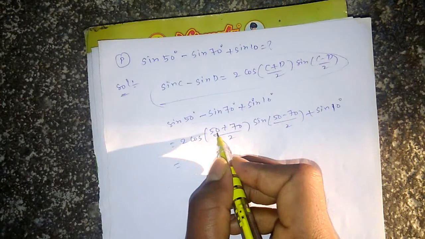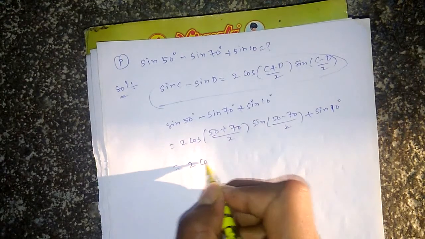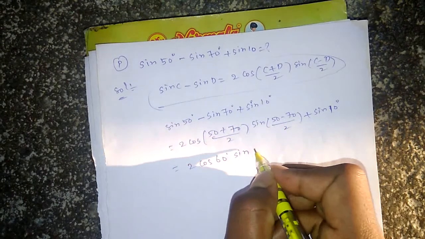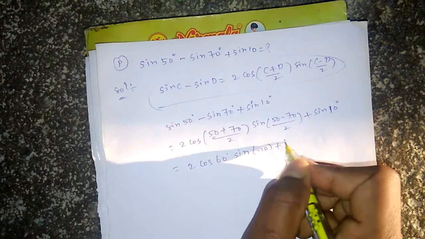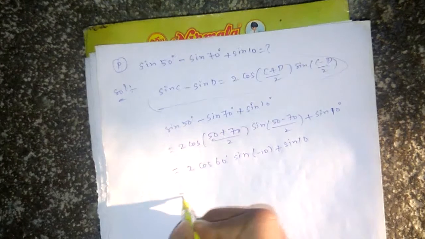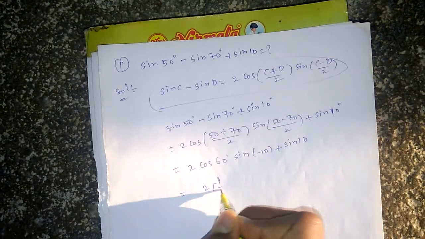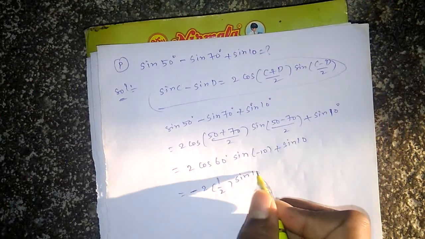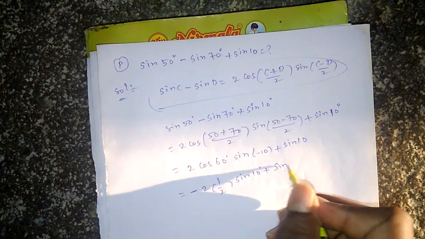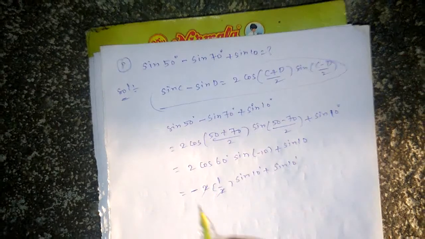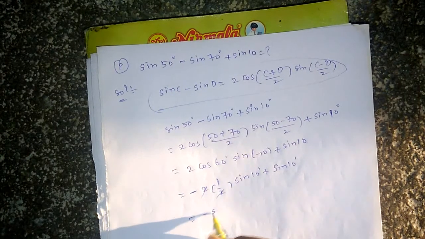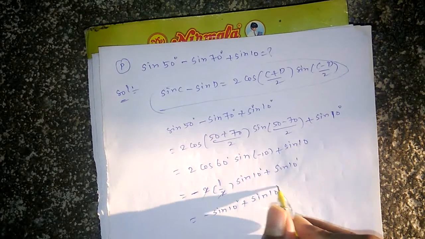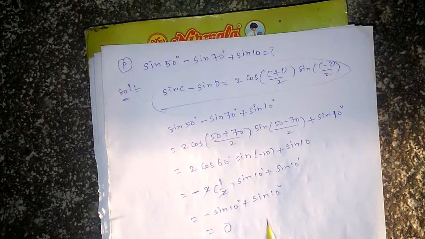So 70 plus 50 is 120, 120 by 2 is 60, 2 cos 60 into sin of 50 minus 70 is minus 20, this is minus 10, plus sin 10. So here 2 into cos 60 is 1 by 2, sin of minus theta is minus sin theta, that is sin 10 degrees plus sin 10 degrees. Here 2 gets cancelled, this is minus sin 10 plus sin 10 degrees, that is equal to 0 you will get.